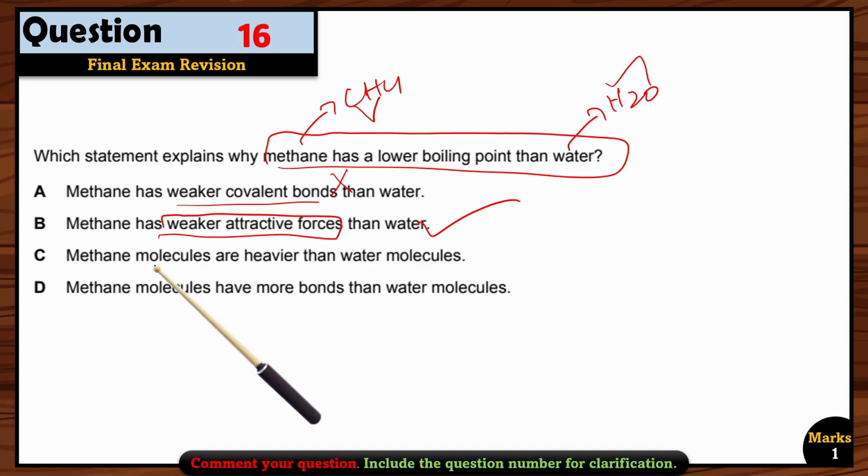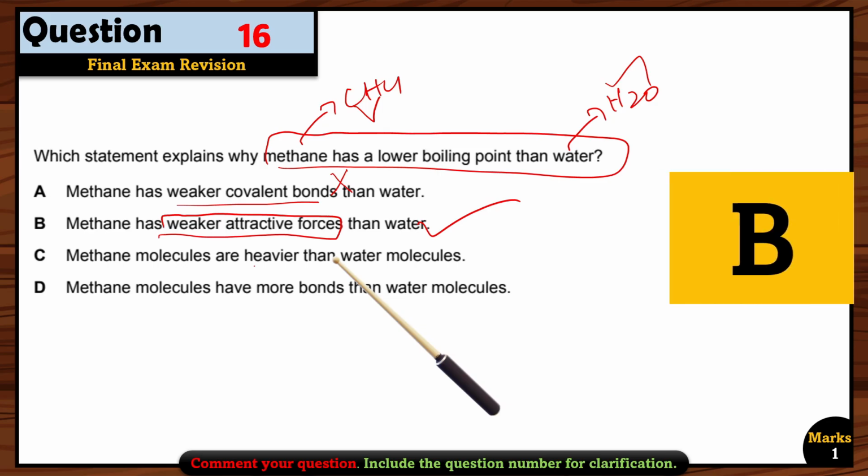And remember that methane molecules are not heavier than water molecules. Melting and boiling point don't depend on any other factor. They just depend on the bonding. Which bond is present will decide the melting and boiling point of any compound. Okay. So for covalent compounds, which bond is actually responsible for lower melting or boiling point? It's not the covalent bond. It's actually the weak intermolecular forces, or you can say weak attractive force. Okay. So that's why option B is the right option.